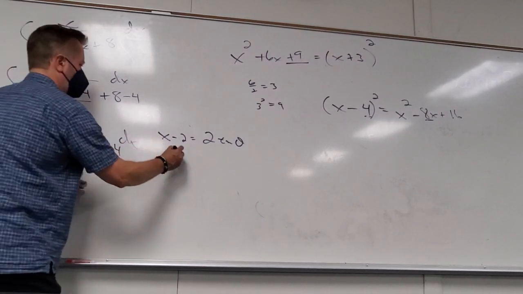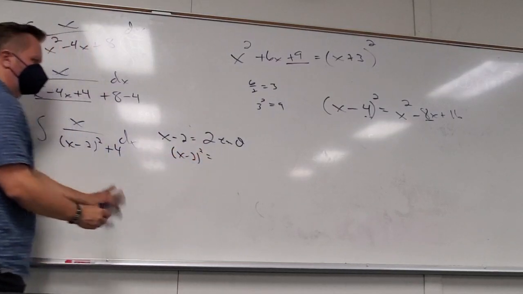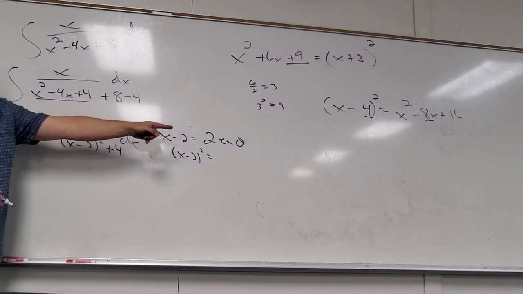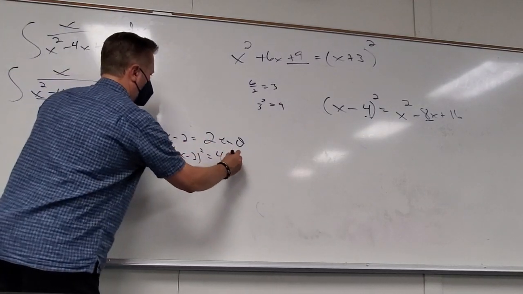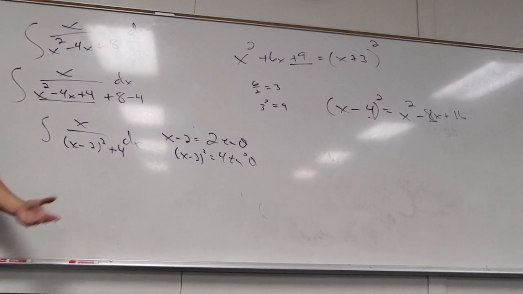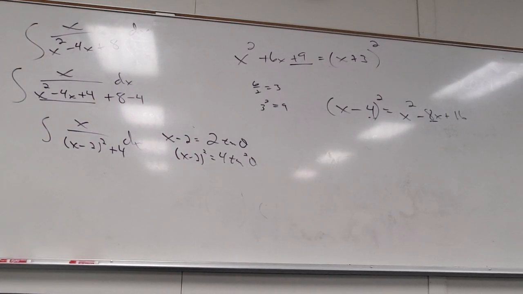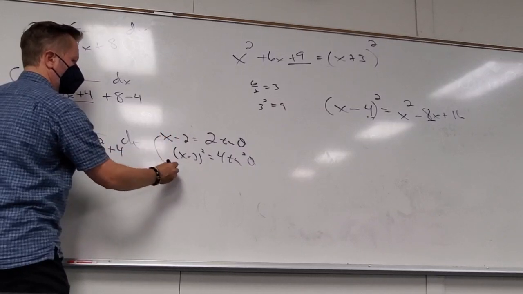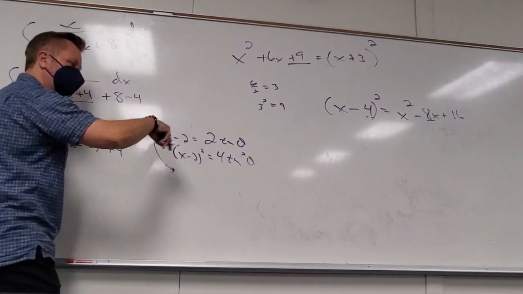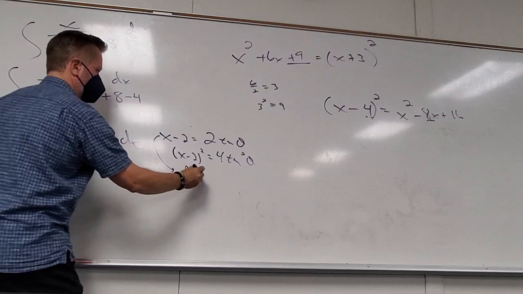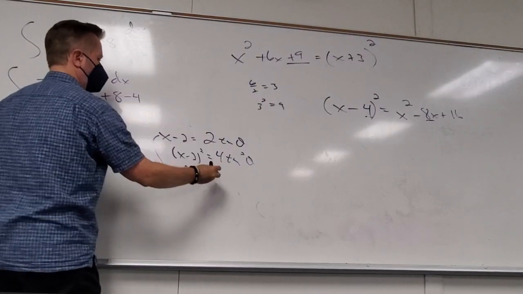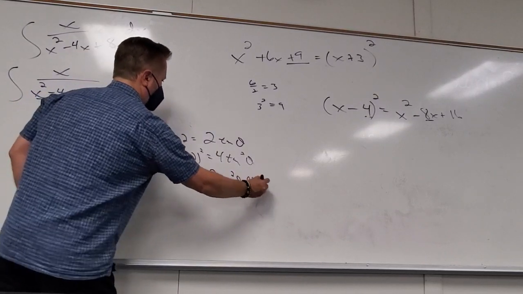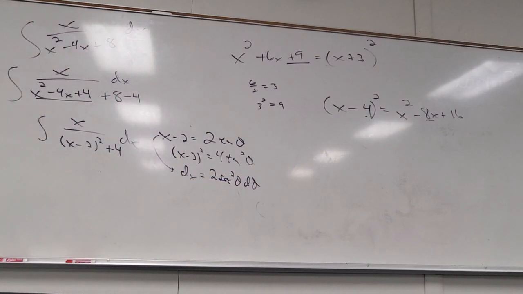So what's x minus 2 squared, which is what I have here? 4 tangent squared. So it's going to do exactly what I want it to do, isn't it? Now take the derivative of this side. What do you get? 1 dx equals 2 secant squared theta. Okay. Let me stop for a minute.